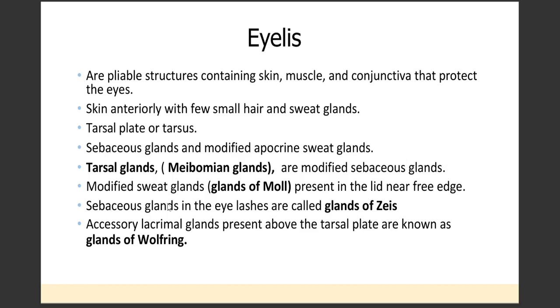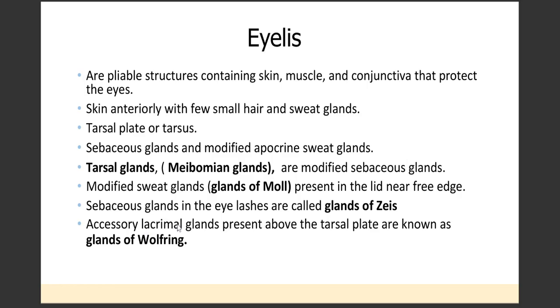Produces oil. So I've got the tarsal glands, which are modified sebaceous glands, which we call meibomian glands. And then modified sweat glands, we call them the glands of Moore. They are present in the lid near the free edges. Sebaceous glands in the eyelashes are called the glands of Zeiss. Accessory lacrimal glands present above the tarsal plate are known as glands of Wolfram.